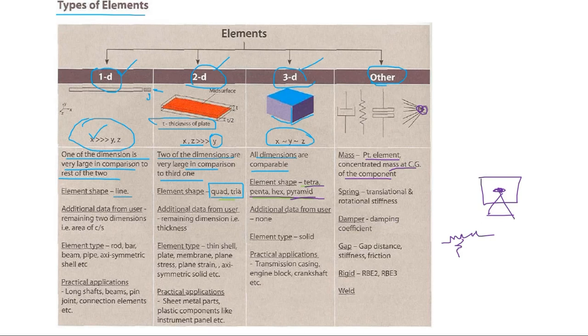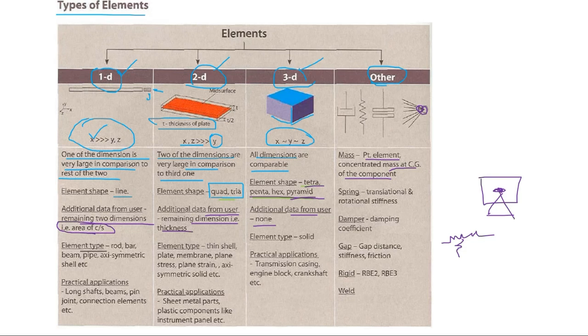And here, additional data from the user is the remaining dimensions, like the area of cross section, that we give. Additional data from the user is the remaining dimension, that is, thickness. And here additional data from the user is none. We don't need to give anything. Once we define a 2D element, we need to give thickness. Once we define the line element, the beam element, we need to give the cross sectional area. Then only we can define it properly.